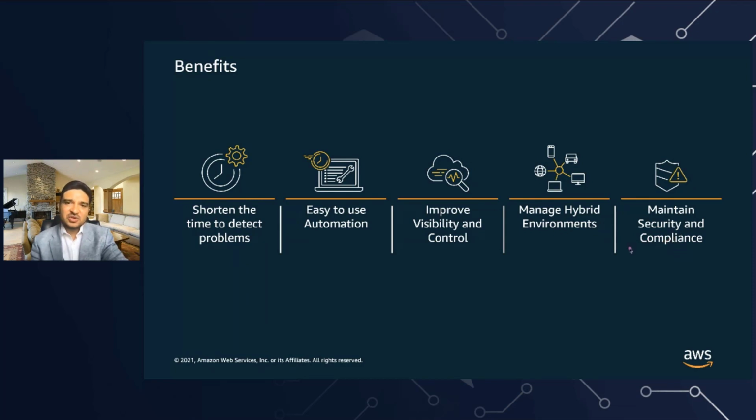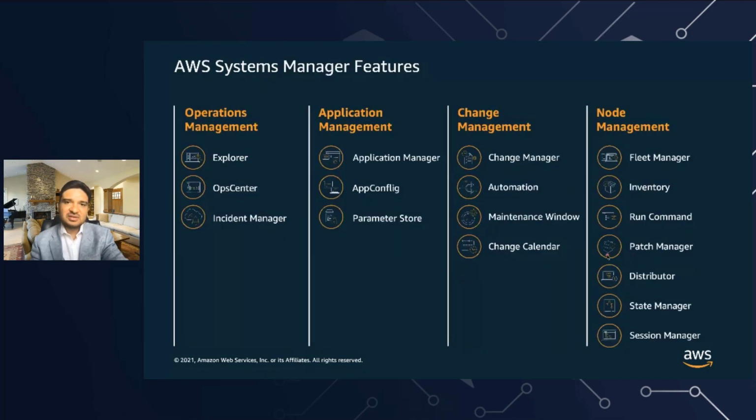You can also use Systems Manager to manage your hybrid environments. It's not just AWS. You can add servers from your on-prem, or even run commands and scripts over there. So you can have a very central view of all of your inventory. It also helps you maintain your security and compliance, because these automations can keep things standard.